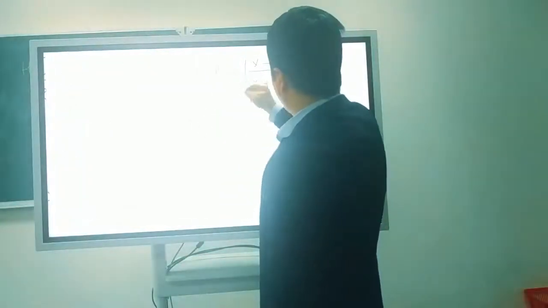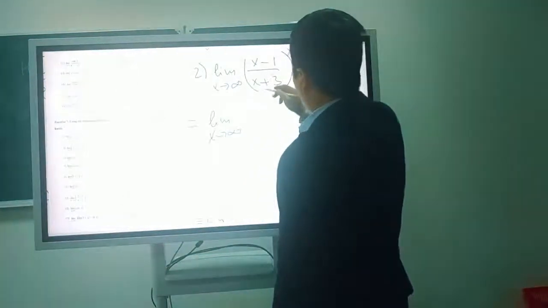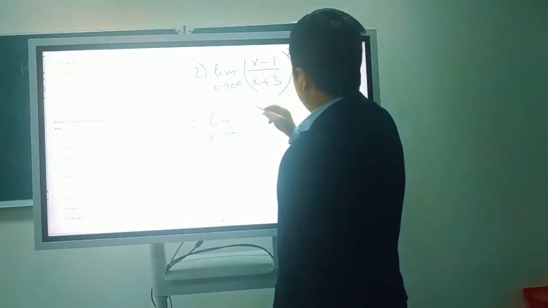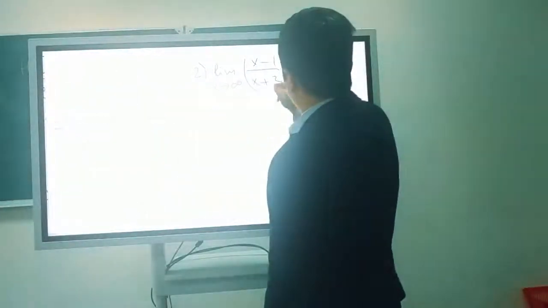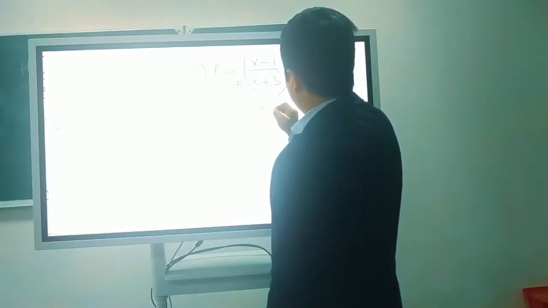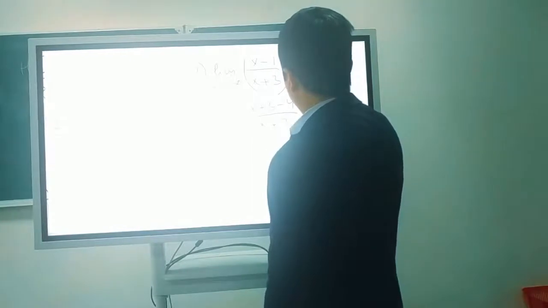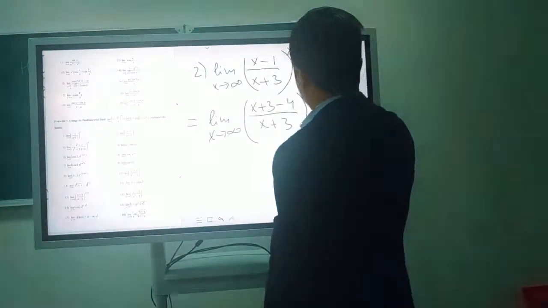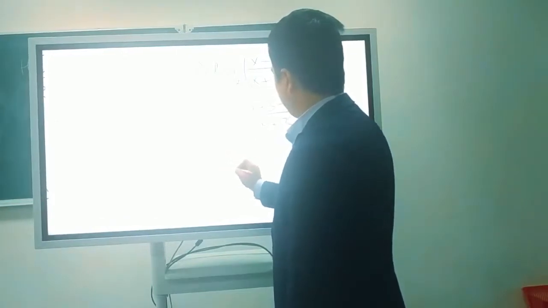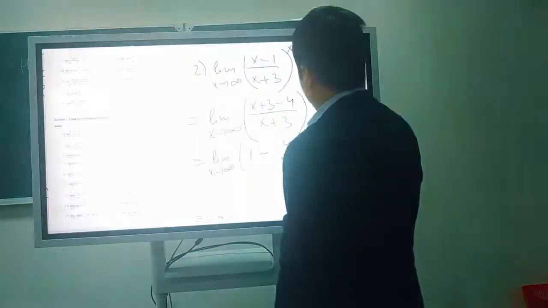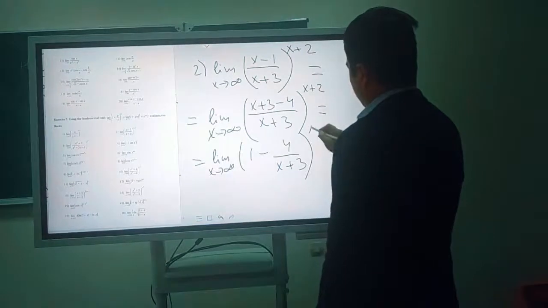So limit x tends to infinity. Let's take the integer part of this fraction. So dividing these two expressions, polynomials, we have x plus 3 minus 4 over x plus 3. Here we have x minus 1, so x plus 3 and x plus 3 gives us 1. 1 minus 4 over x plus 3, to the power of x plus 2.